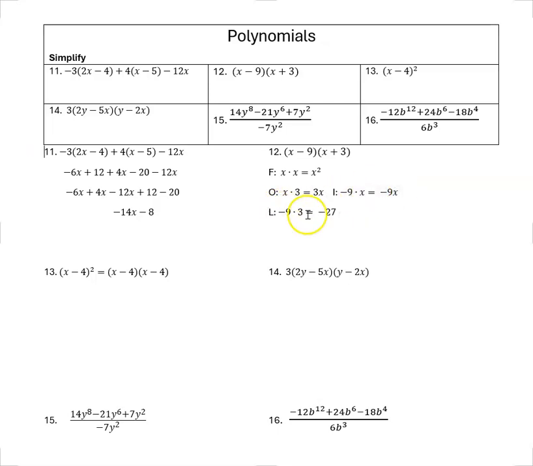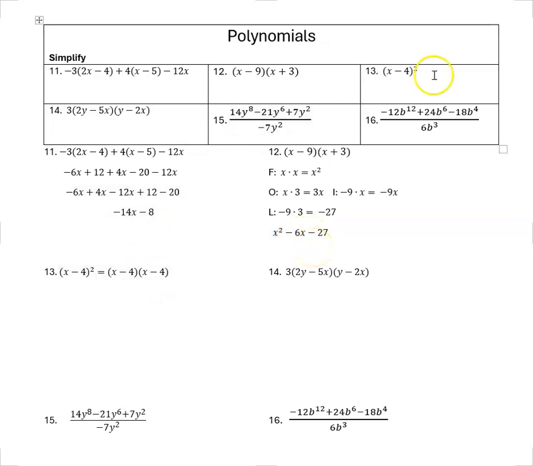Finally, we have last, and the last is the last one in this set and the last one in that set. -9 times 3 is -27. Final step would be to combine like terms. Our x squared term, there's nothing else like that in there, and our -27, there's nothing like that in there. But the outside and inside terms are like terms. We have +3 and -9, which makes -6x.